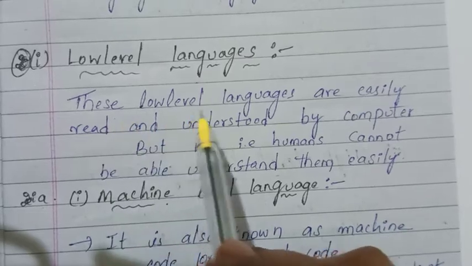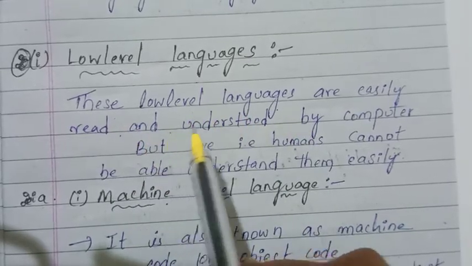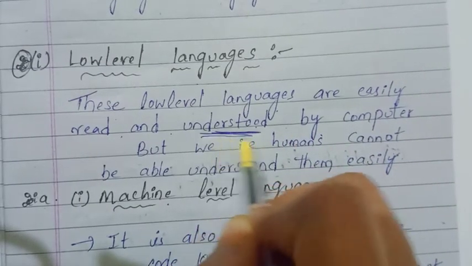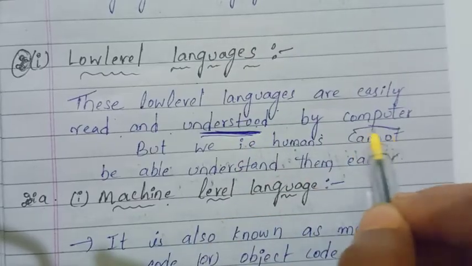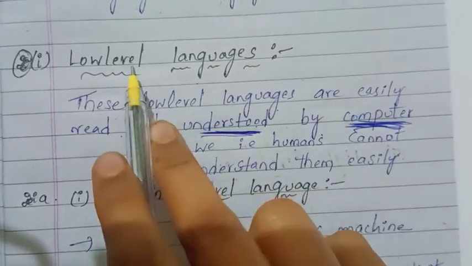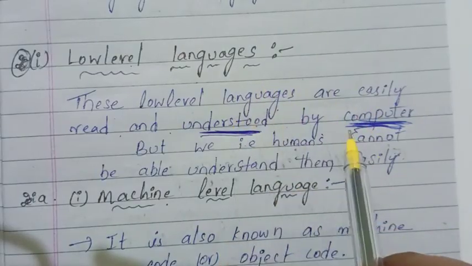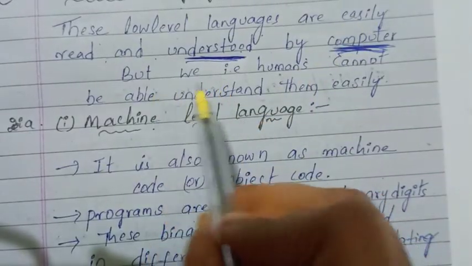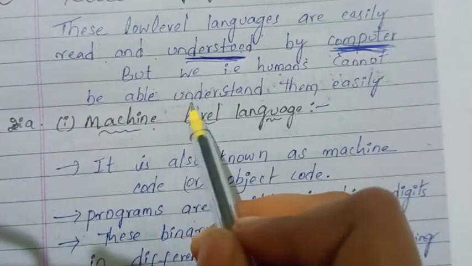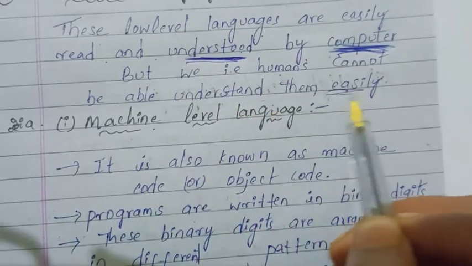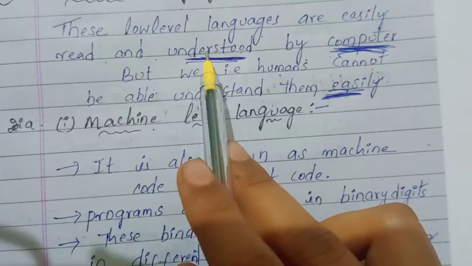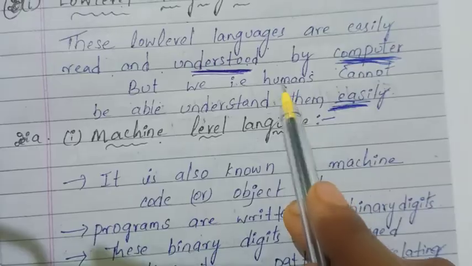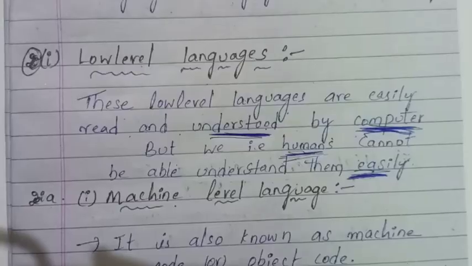Low level languages. What is meant by these is that low level languages are easily read and understood by the computer. So here we have to note down the point that it is understood by the computer, not by humans. These low level languages are understood easily by computers, but we, that is humans, cannot understand them easily, right? You have to note this point, that low level languages are easily understood by the computer but not by humans.